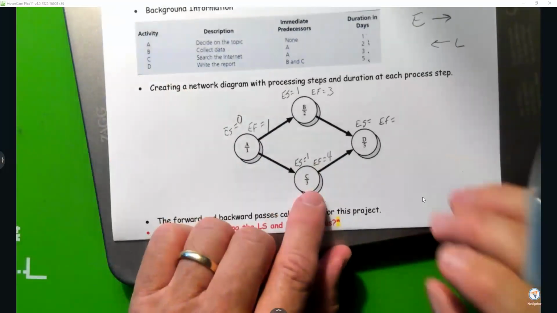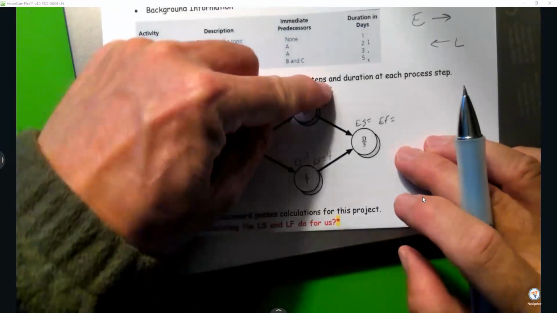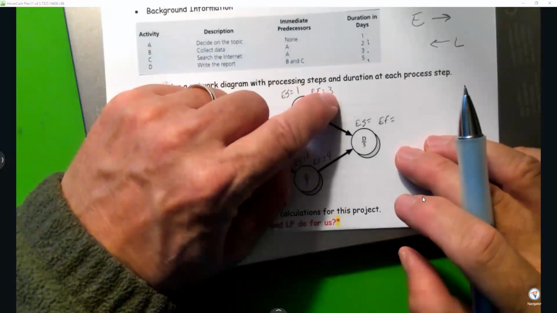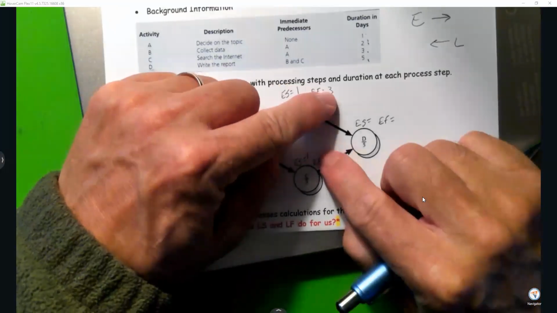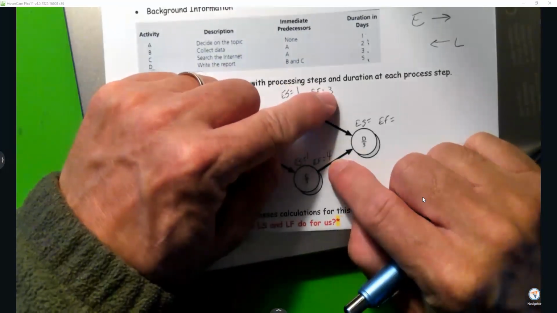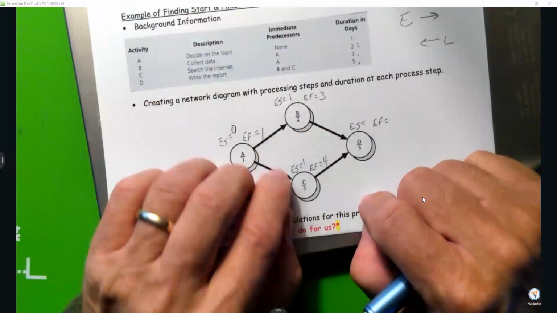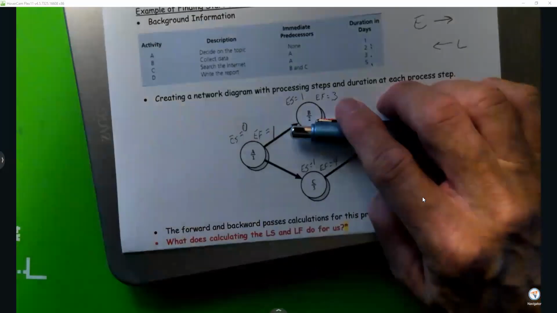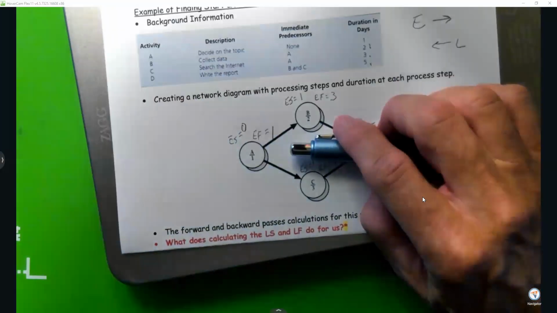But here's the next part. I have this one that could be done after the 3rd day. This one can be done after the 4th day. So when can I put the 2 pieces together? And you say, well, you can put them together on the 3rd day. But it doesn't work like that, and here is why. Think about this.